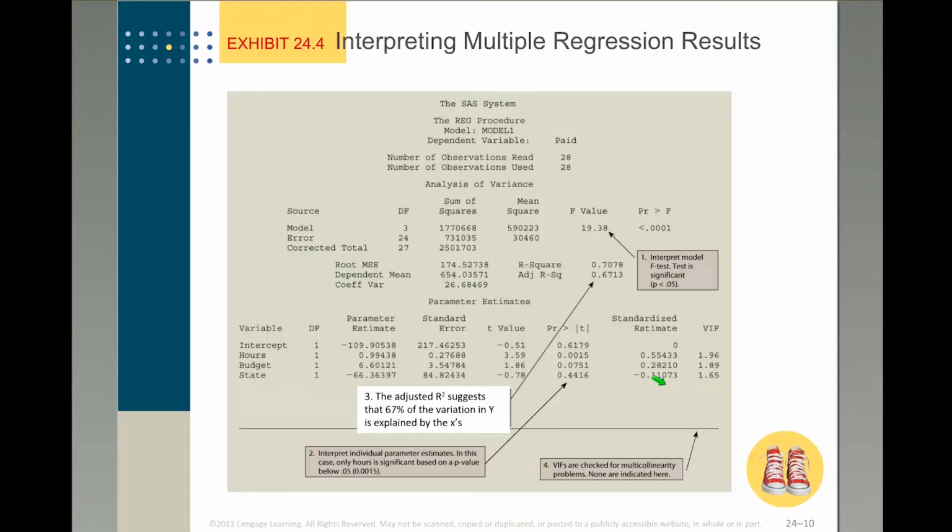Let's start with, in this column, the parameter estimates. This is the column where we can find the values for the alpha and beta. So these four numbers are the parameter estimates. That means alpha is equal to negative 109.9, and beta 1 is 0.994, beta 2 is 6.6, beta 3 is negative 66.36.